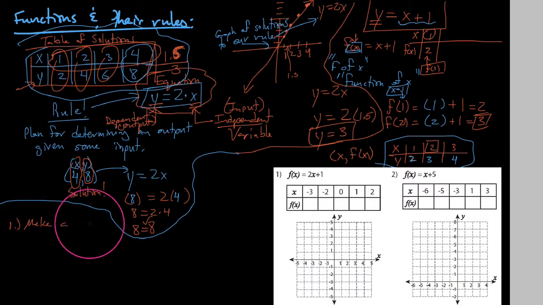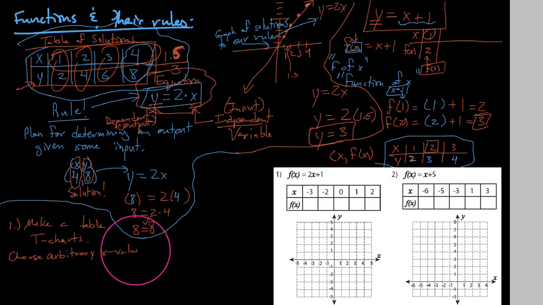Make a table. You may hear these called T-charts. They look like the letter T. Okay. But we're going to choose arbitrary x values. So you'll see in our tables, like over here, I tend to choose numbers around 0.